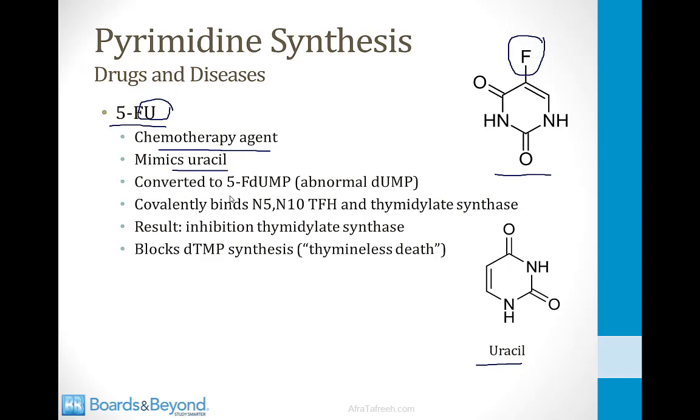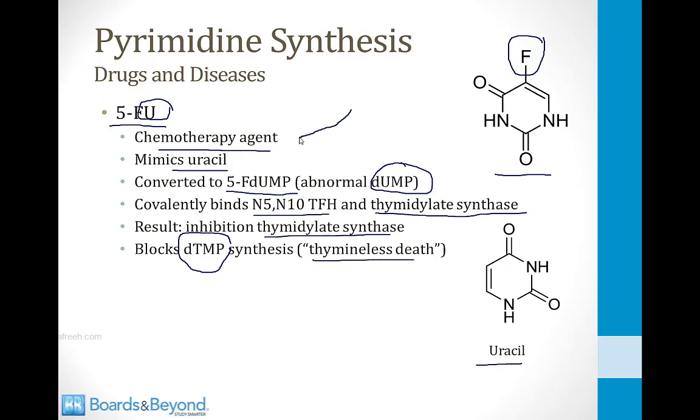Inside of cells, 5-FU is converted to 5-F-deoxyuridine monophosphate. This is an abnormal version of the nucleic acid deoxyuridine monophosphate. This abnormal version will bind both the N5N10 tetrahydrofolate molecule and the enzyme thymidylate synthase. Once those two are bound, this will result in inhibition of the enzyme thymidylate synthase. As a result, cells cannot produce deoxythymidine and they will die of what's called a thymineless death. And that's why it works as a chemotherapy agent, because it blocks the ability of cancer cells to synthesize thymine so that they can multiply.